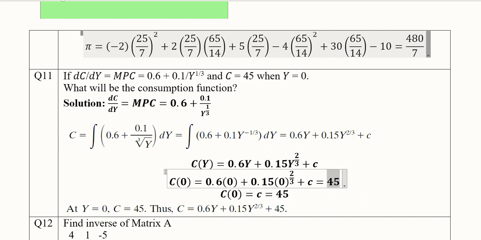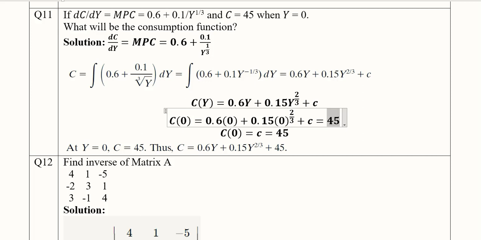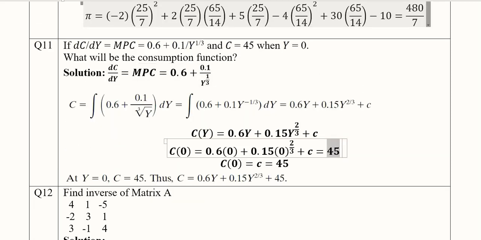So both of these terms will reduce to 0, and now we can say that the consumption function at no income is equal to 45, which is also equal to the arbitrary constant of integration. So now we have the value of this small c, which was the cause of the indeterminate solution. Now we put this value and we get the determinate solution of the consumption function. Now this was the determination of the consumption function that we did here.